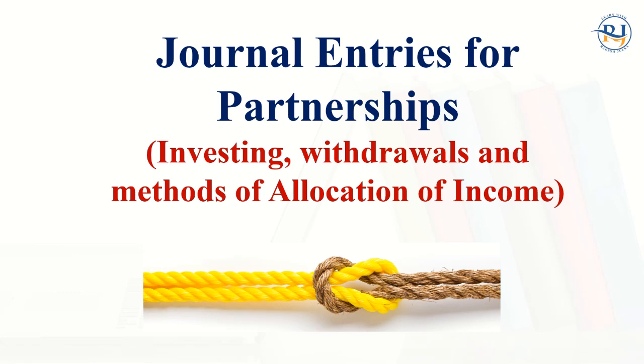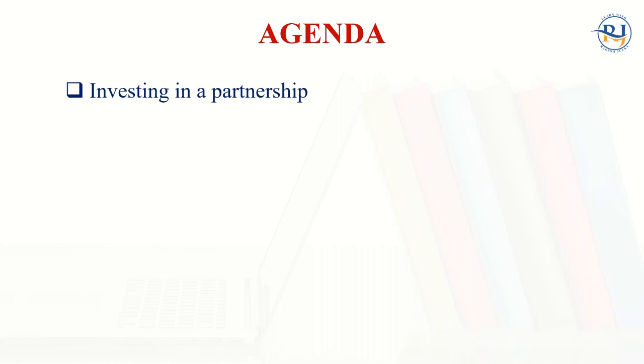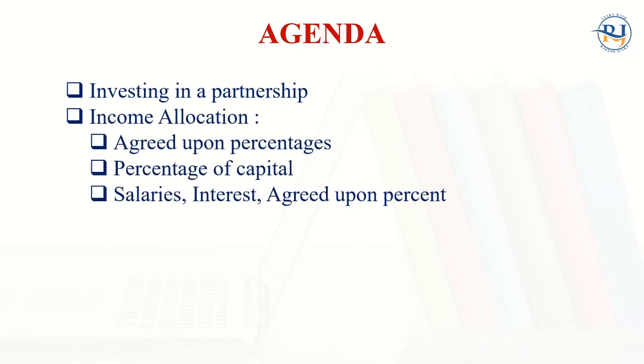In this lecture, I'm going to explain all the journal entries for the partnership. I will be explaining step by step for investing, withdrawal, and methods of allocation of income. So first is investing in a partnership, then income allocation that will be based upon the different methods. The first is agreed upon percentage, then percentage of the capital, then salary, interest, and agreed upon percentage.